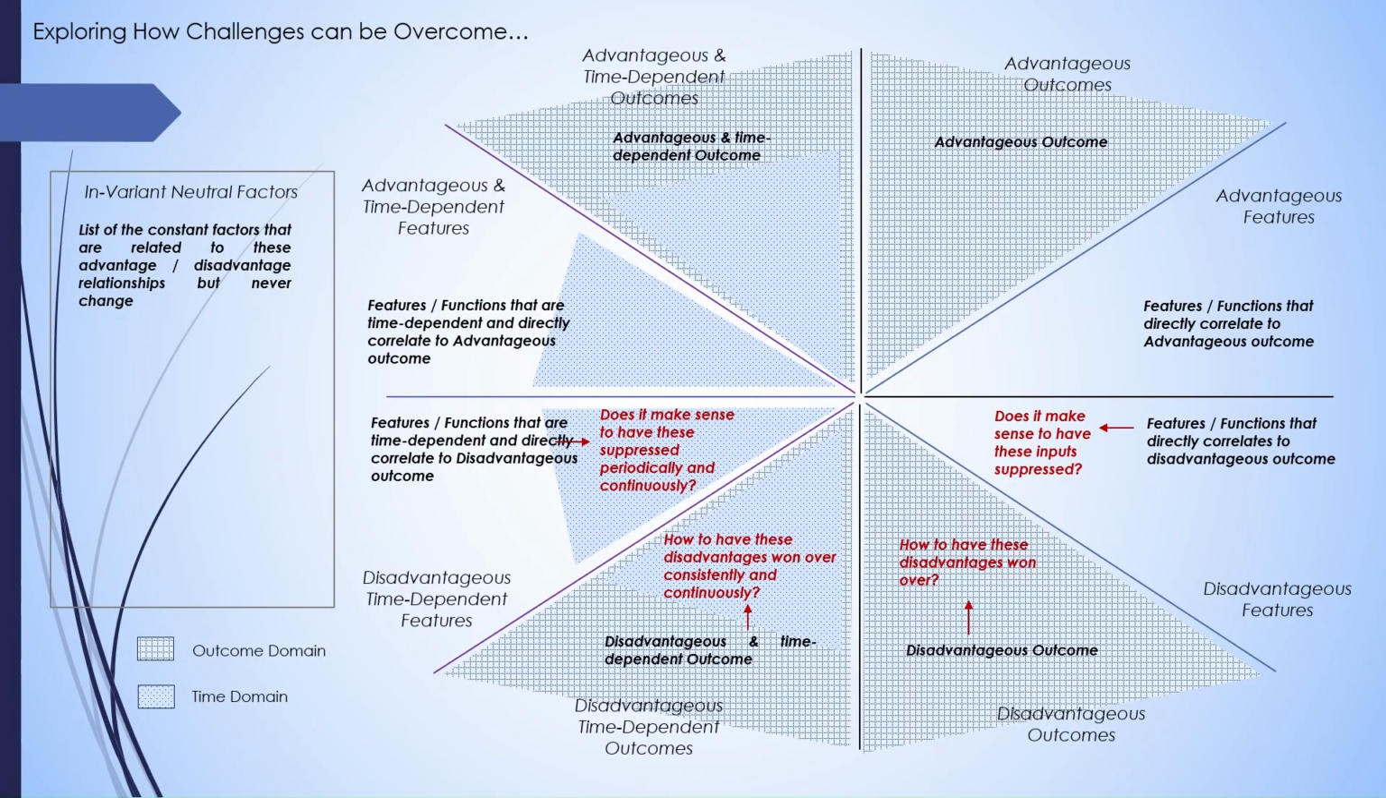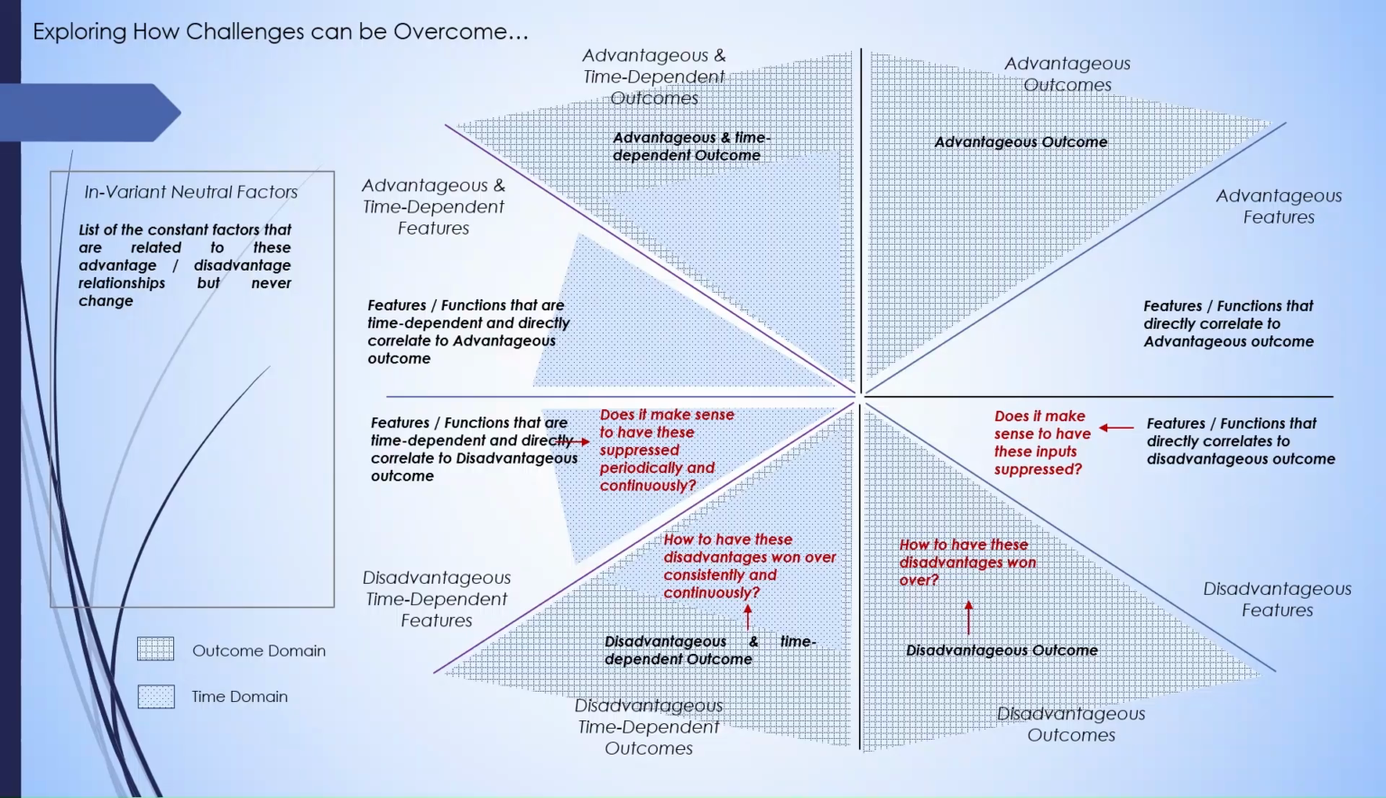Apply the same line of thinking to the disadvantageous outcomes themselves, the ones plotted just below the x-axis on the right side. Ask, is there a way to win over this outcome? Can its severity be reduced, its frequency lowered, or its impact softened by adding a compensating element elsewhere in the system? Now shift your focus to the time-dependent disadvantageous features.